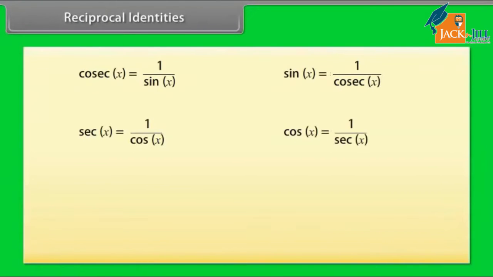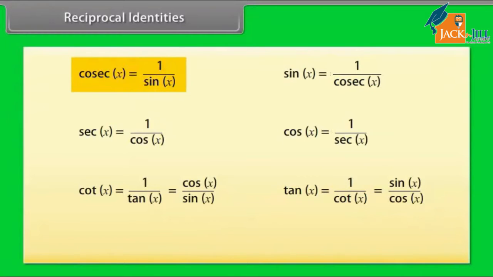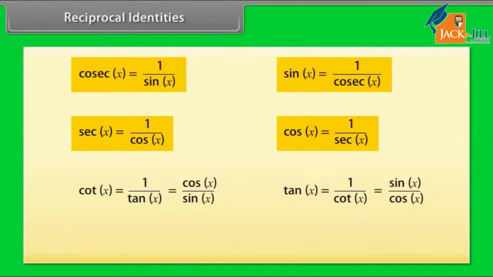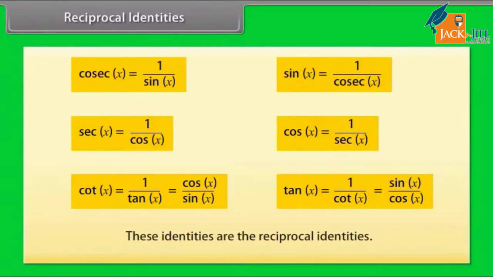Reciprocal identities. Look at these identities now. Cosec x is equal to 1 by sin x. Sin x is equal to 1 by cosec x. Sec x is equal to 1 by cos x. Cos x is equal to 1 by sec x. Cot x is equal to 1 by tan x, which is equal to cos x by sin x. And tan x is equal to 1 by cot x, which is equal to sin x by cos x. These identities are the reciprocal identities.